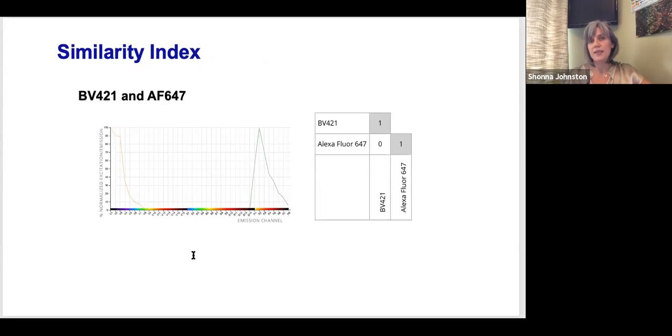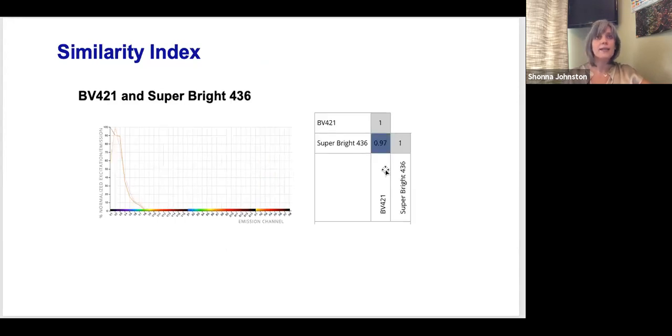1 being identical. So if we have a look at these two here, we've got your BV421 and your AF647. There's absolutely no similarity between these two peaks at all, and you can see that represented here within the similarity index. If we go to something like BV421 and Super Bright 436, you can see the similarity is pretty dramatic and is pretty close to 1 on this similarity index.